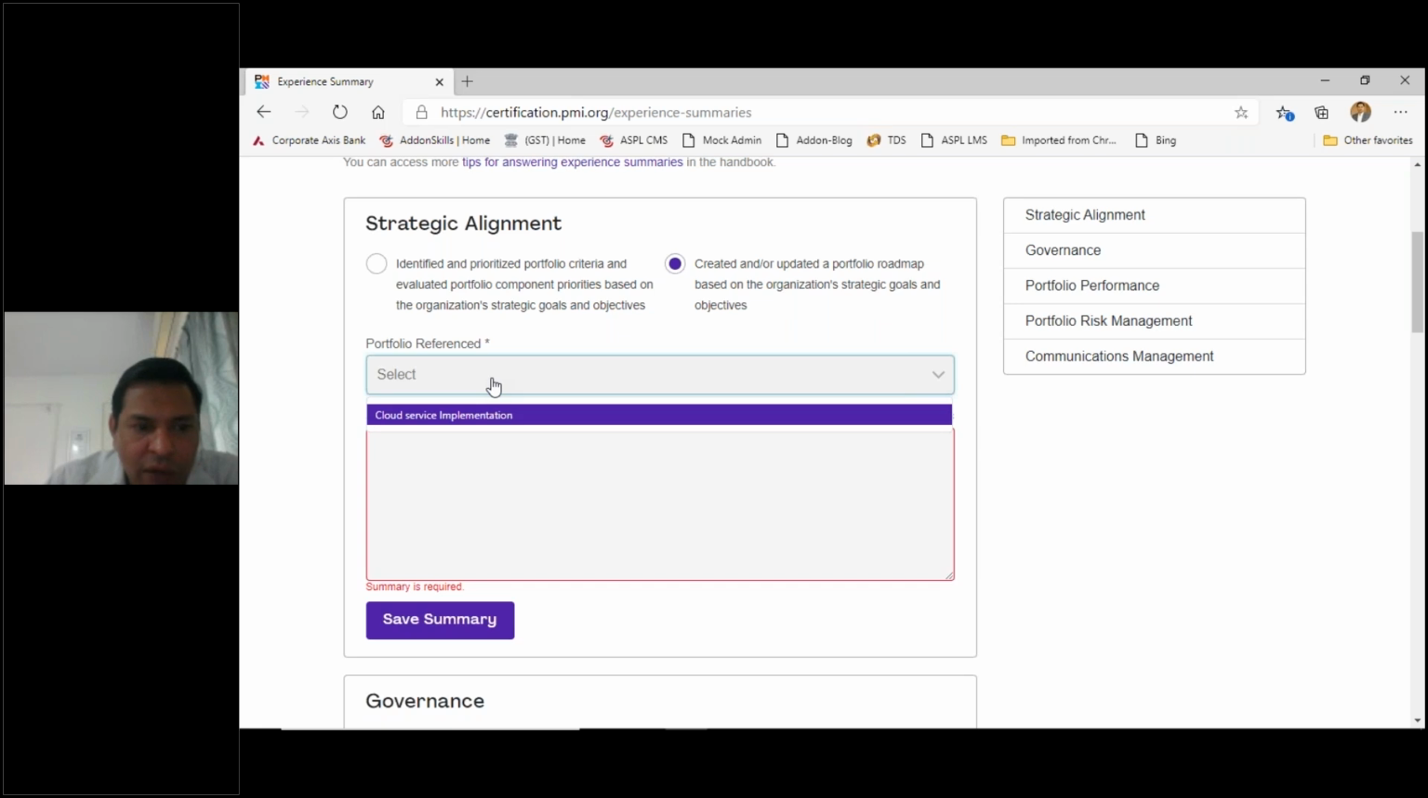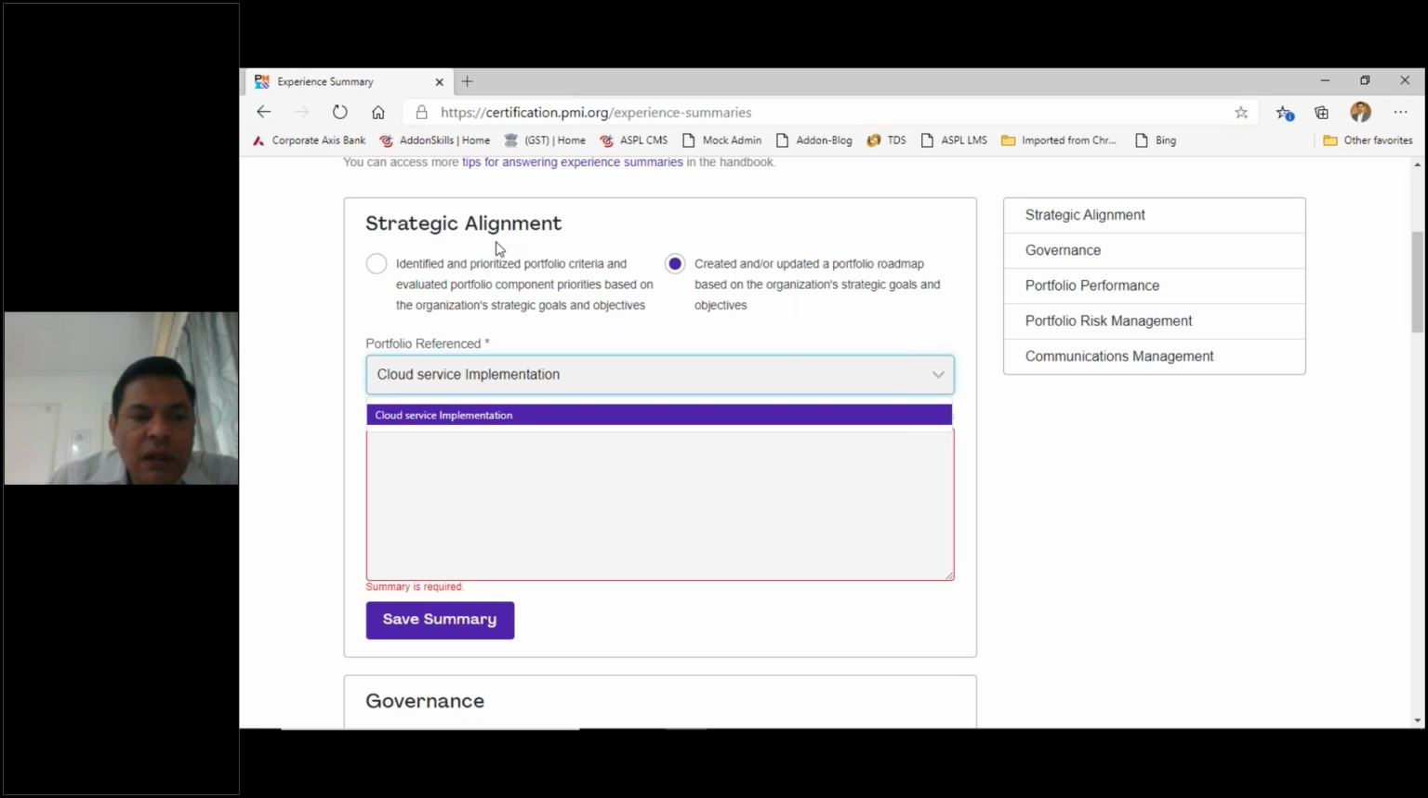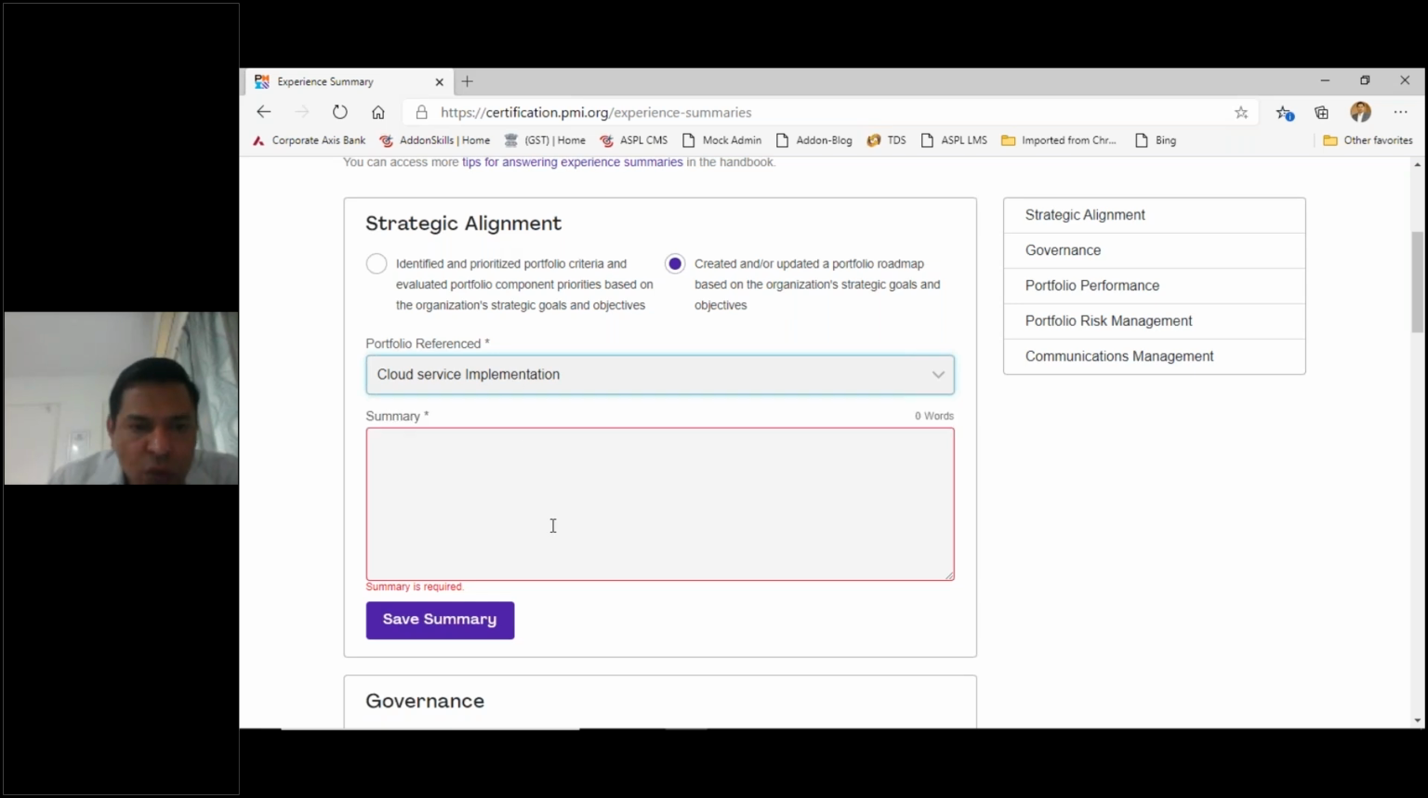Now here, if you have more than one portfolio, then you will have to pick which portfolio this strategic alignment experience summary is aligned to. Right now we have only one portfolio, so only one name is coming here. But if you have more than one portfolio, then all the names will come, and you will pick which portfolio this strategic alignment experience summary is mapped to. So friends, what I'm trying to tell you is, even if you have 2 or 3 portfolios, you will have to write your experience summary only once. Okay, strategic alignment one time, governance one time, portfolio performance management, risk management and communication management.